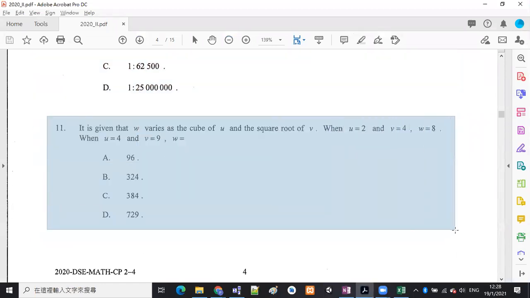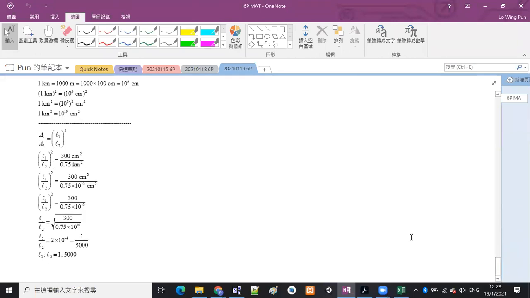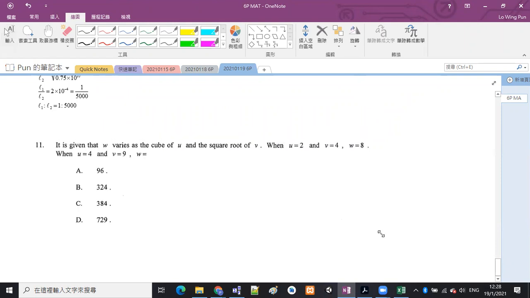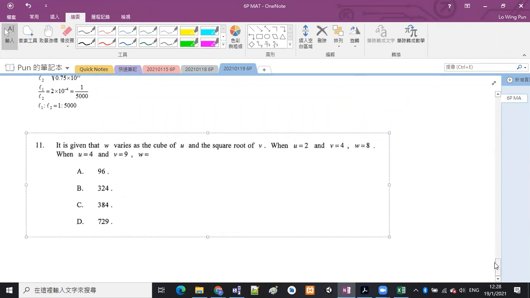Variation. It is given that W varies as the cube of U and the square root of V.